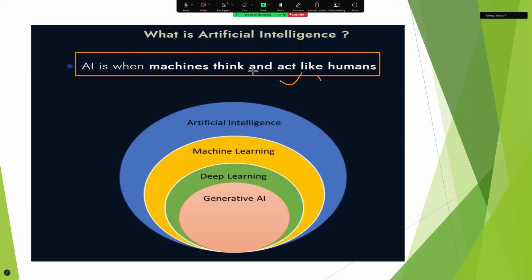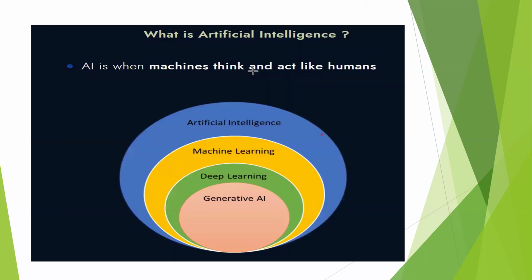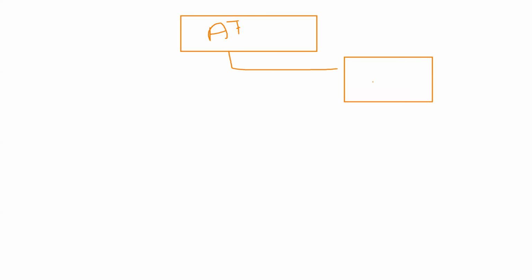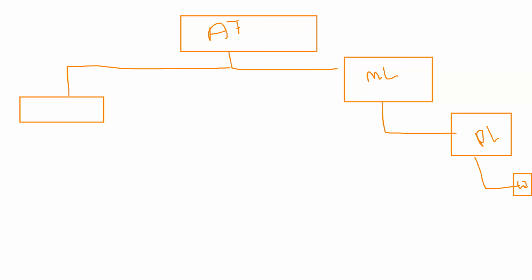So this is the architecture. If you see, artificial intelligence is the tree, and the subtree is machine learning. Inside machine learning, deep learning and generative AI. Got it? So under AI, one branch is ML. Under the sub-branch ML is deep learning. Under the sub-branch of deep learning is generative AI. Another branch here is NLP, natural language processing.